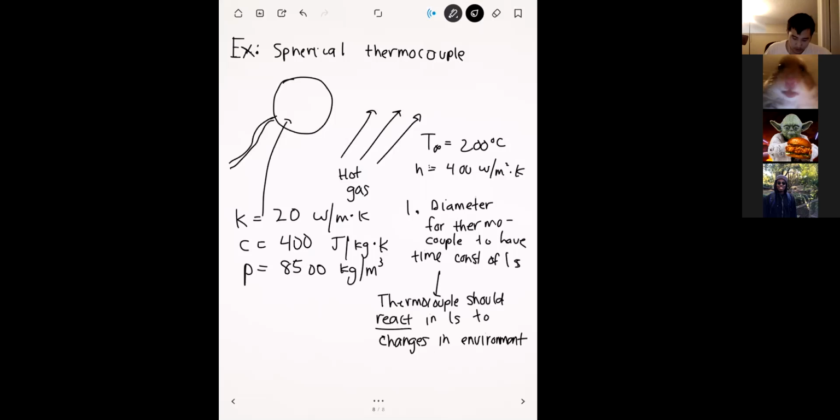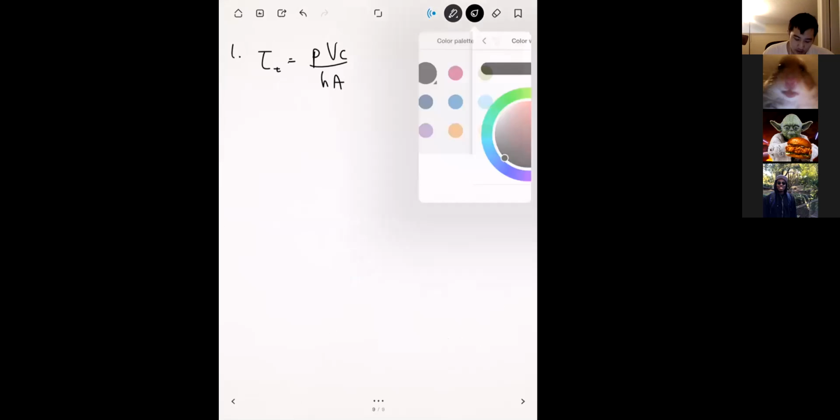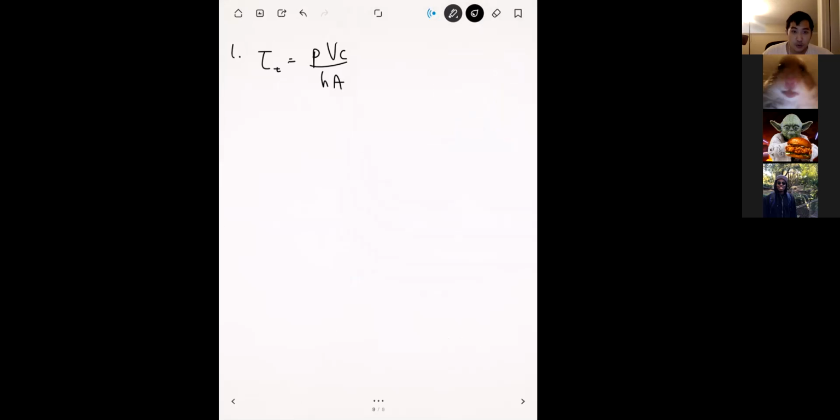Since we're computing how long it's going to take the thermocouple to react, naturally we're going to compute its time constant. Our time constant is given by rho V C over h A. We're given everything in the problem: we know the density of the thermocouple, its heat capacity, and the h for the hot gas around it. The only things we have to compute are the volume and the surface area.